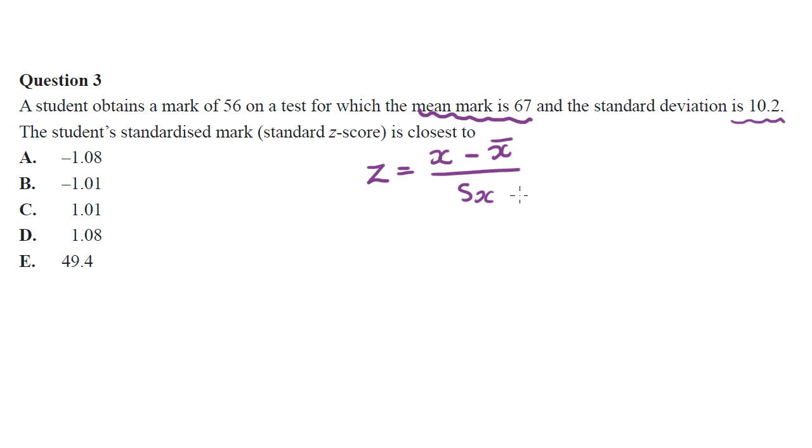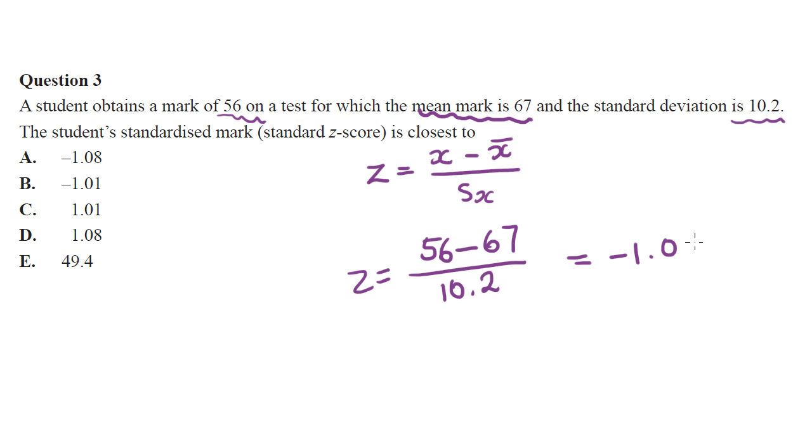And this formula is found on the formula sheet at the back of the exam, but you can also grab it out of your textbook, or you should have it somewhere in your notes too. So our z-score is the x, the actual observed score, which in this case was 56, minus the mean, which in this case is 67, over the standard deviation, which is 10.2. So whack that into your calculator and you'll get negative 1.08. So the answer to question 3 is A.